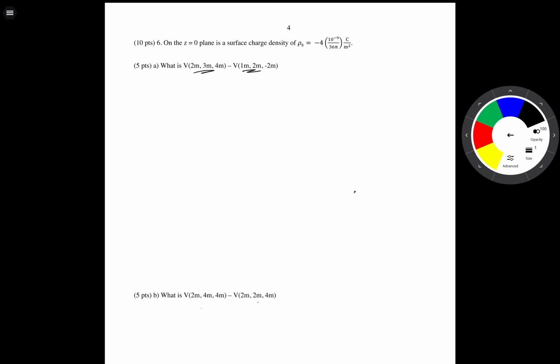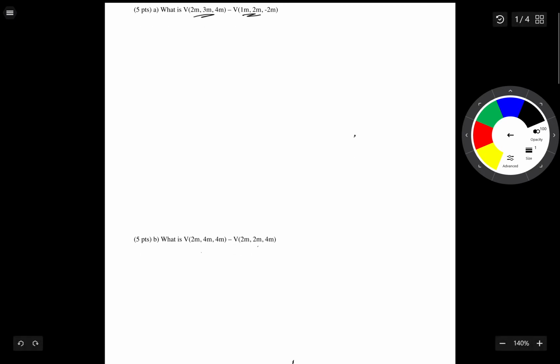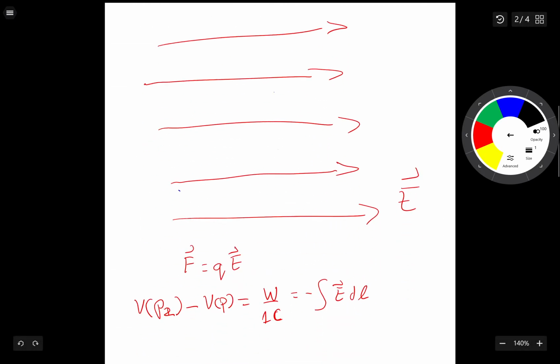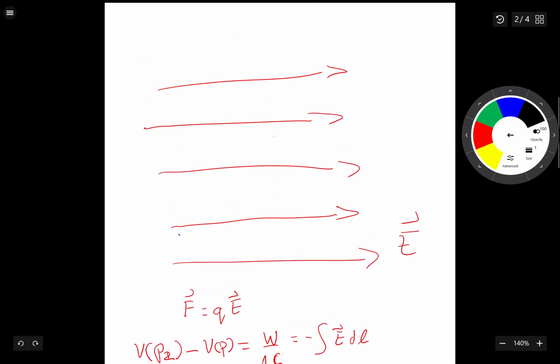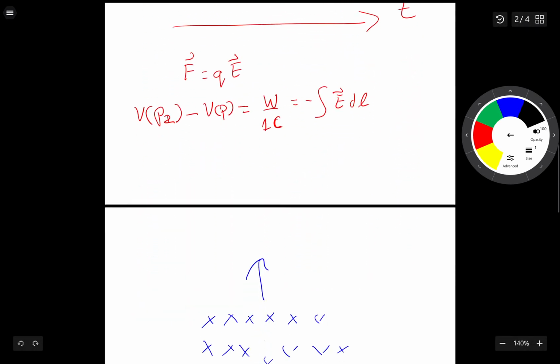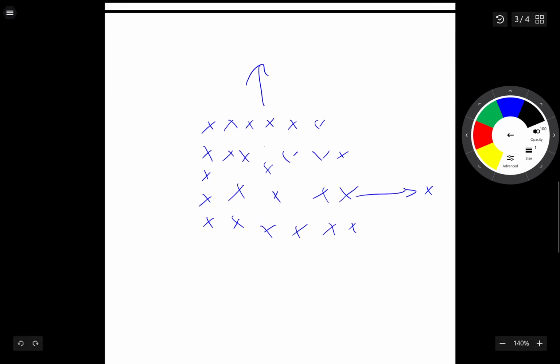So to tackle this problem, I will go through three concepts real quick, and then we can come back to this problem and solve it. The first one that I want to talk about is the infinite plane of charge. So let's suppose we have an infinite plane of charge.